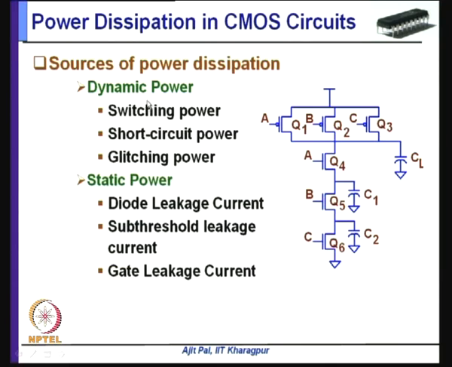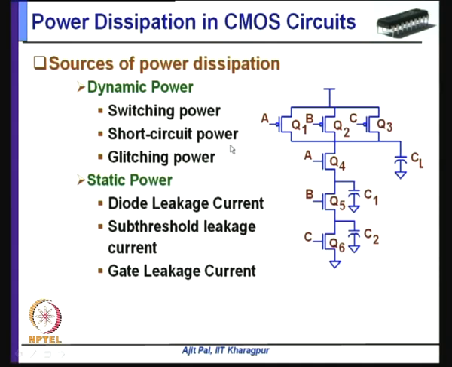And dynamic power has three components: switching power, short circuit power and glitching power. I have already discussed in detail what we really mean by switching power. Switching power is essentially used for charging and discharging the various capacitors that are present within the circuit. As you charge a capacitor, there is some power dissipation in the transistors, and also whenever you discharge, there is power dissipation.